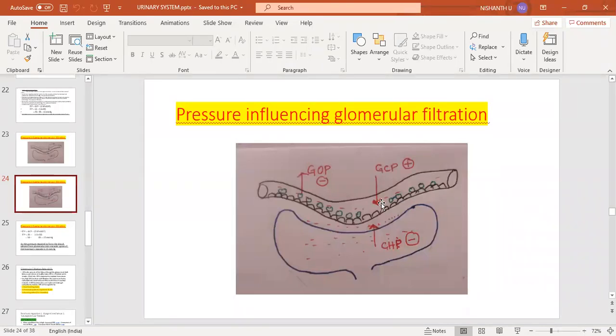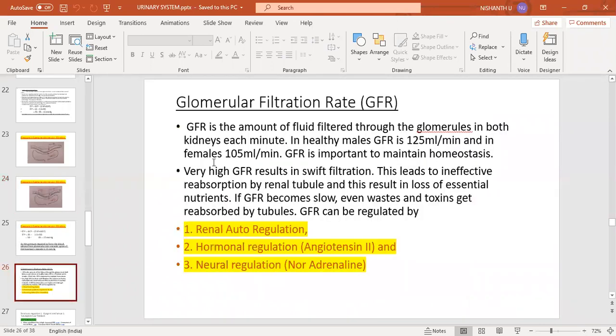Obviously, we require proteins in the blood, but a high concentration of protein in the blood or a very low concentration of protein in the blood, both are problematic conditions here. So this glomerular osmotic pressure, the protein content in the blood, will decrease the filtration rate or glomerular filtration. So let us go through glomerular filtration rate.